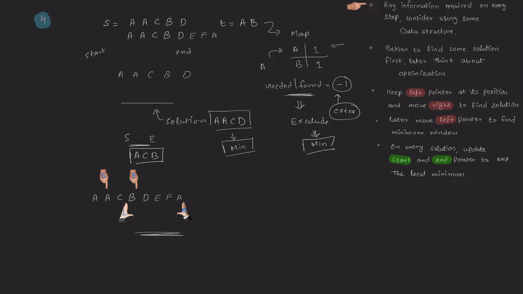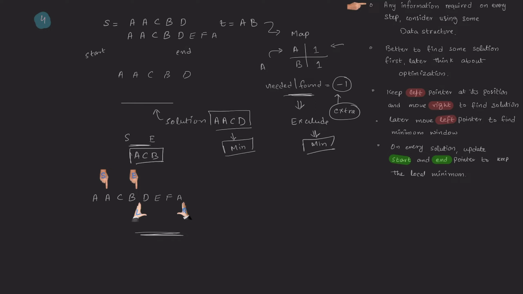Now we will keep our start and end pointer in the same place, but we'll move our left pointer again. We'll say, okay, we found no solution better than what we already have in hand. So we will move the left pointer. Once we move that, it is breaking the condition. In that case, we expect the right pointer to move forward because we don't have B here.